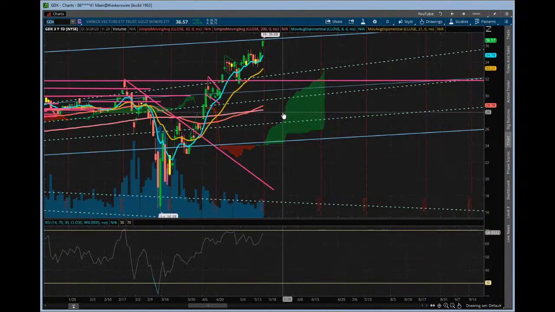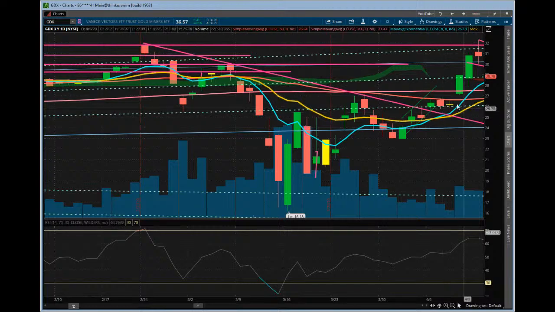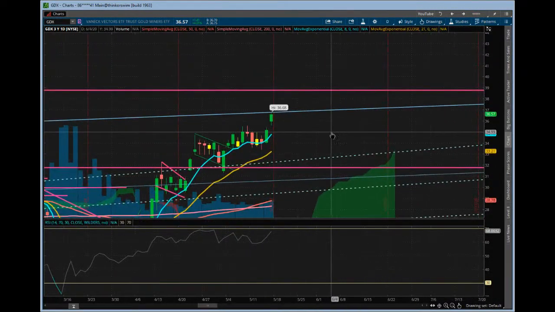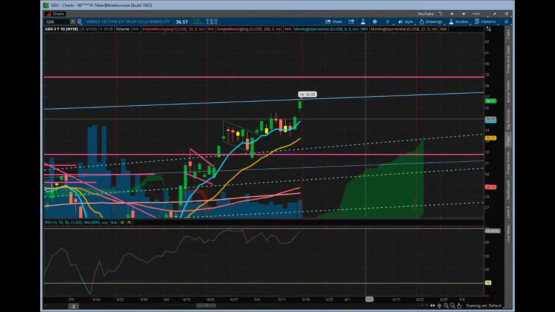Wow, yeah, the miners were super strong on Friday. So let's see if they get any follow through. The market gapping up might show some weakness for it, but it's interesting, right? We had an up day on Friday in the market too, and gold was still going up.